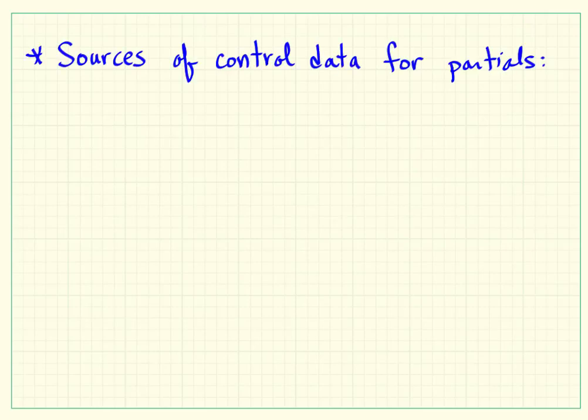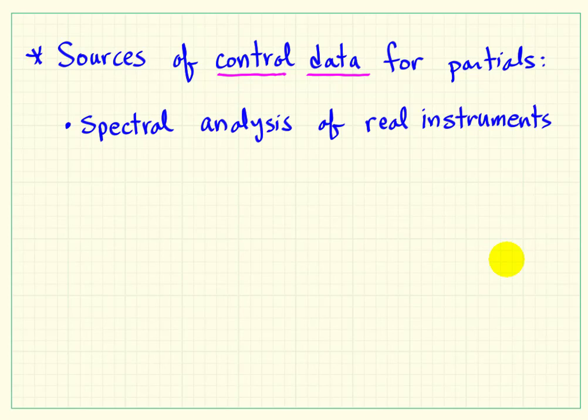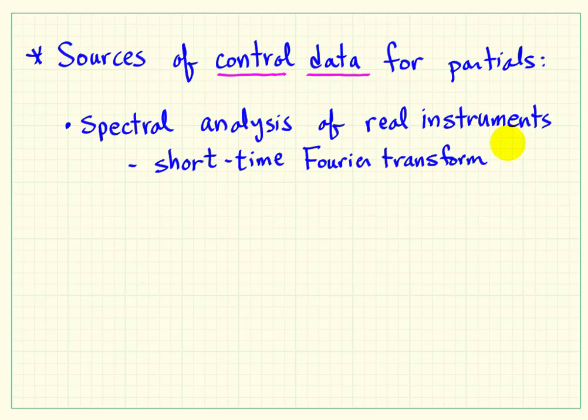So where can we get control data for the partials? Perhaps the most obvious source of control data would be the musical instrument itself. For example, if we perform a spectral analysis of a real instrument using the short-time Fourier transform, this gives us the spectral behavior more or less at each point in time as the signal unfolds.